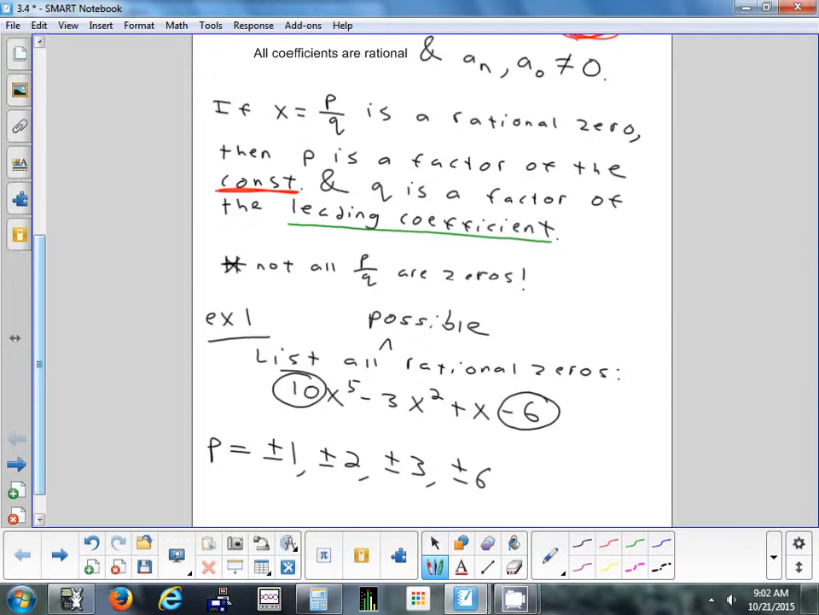If there's a rational root, then the denominator has to be a factor of 10. That's what the theorem says. It has to be a factor of 10. So what are the numbers that divide into 10?